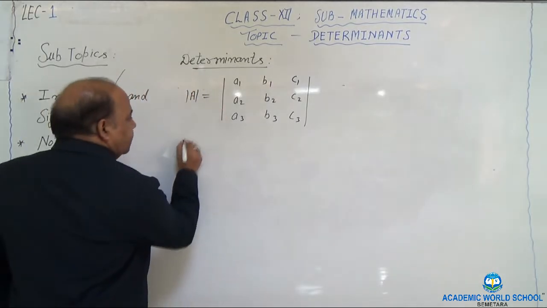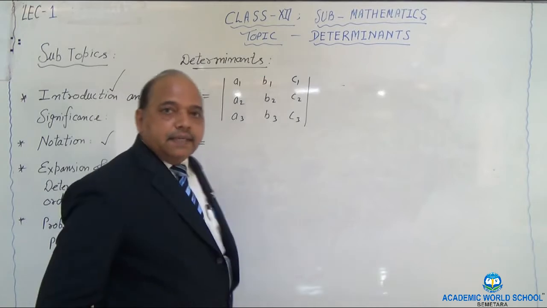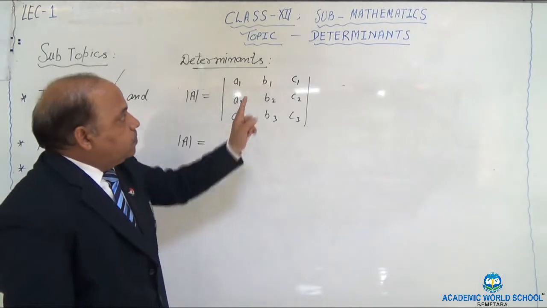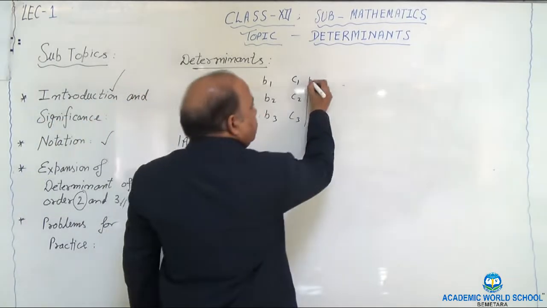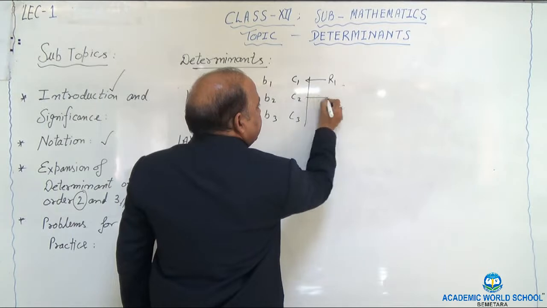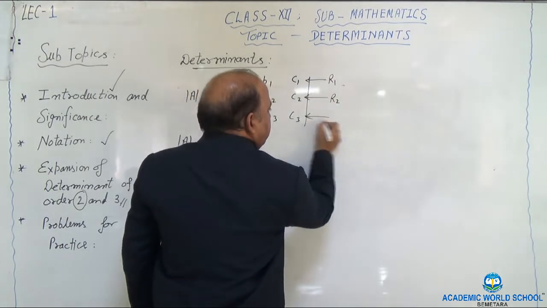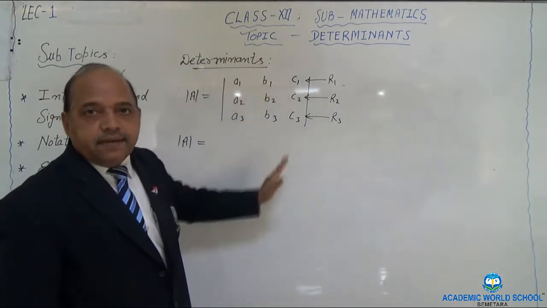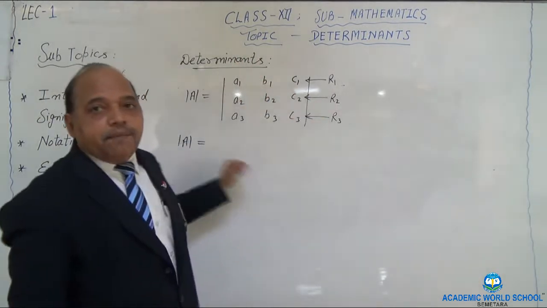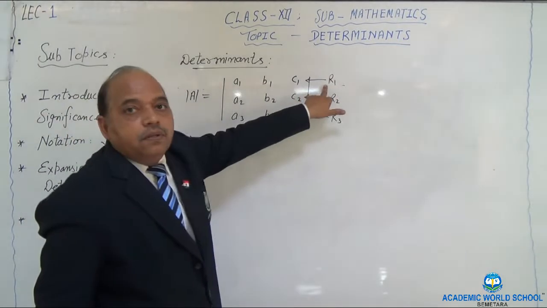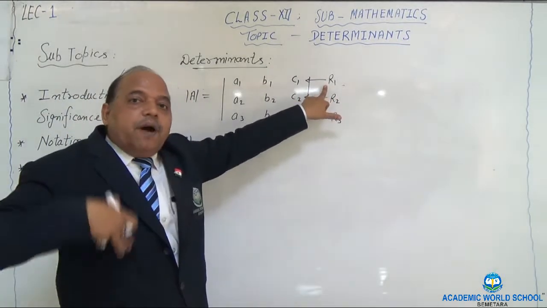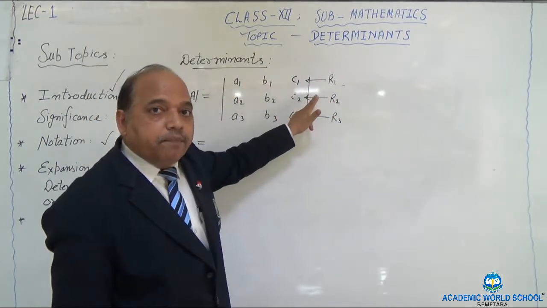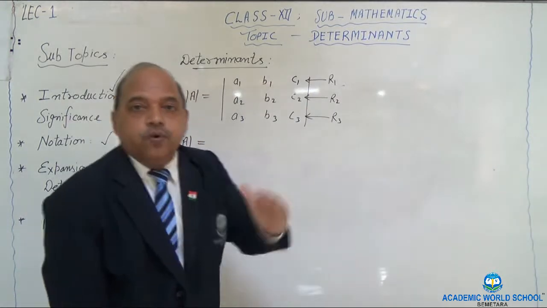Look at this. The value of this determinant A is given by expanding about the first row. So where is my first row? This is your first row, this is your second row and this is your third row. Similarly, this is your first column, second column, third column. Now I am expanding this determinant about row 1. When I say about row 1, I am going to take the elements of the first row one by one in a certain order.